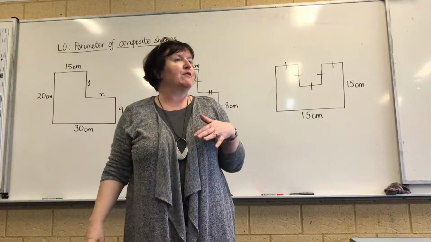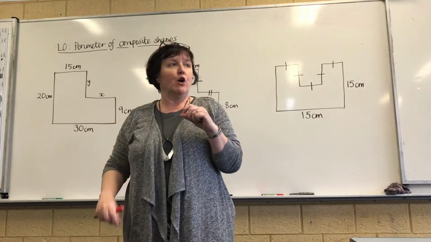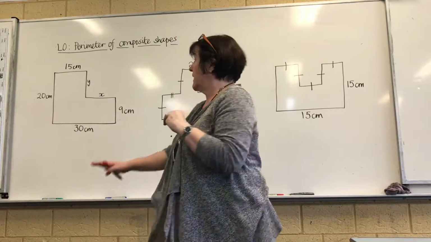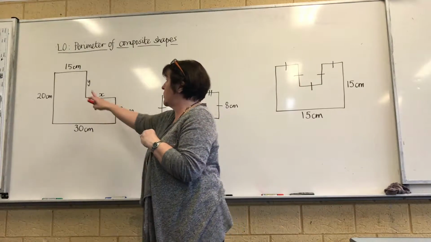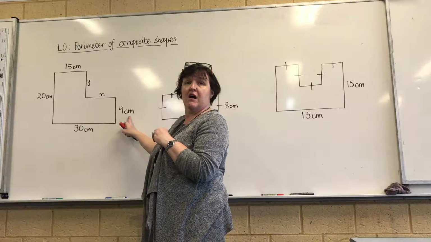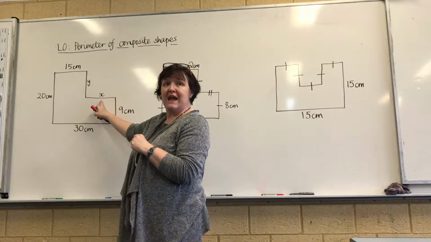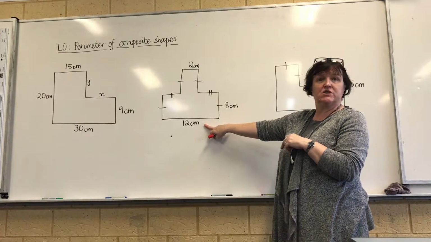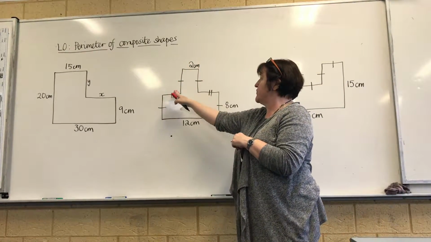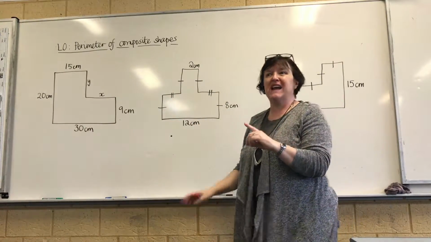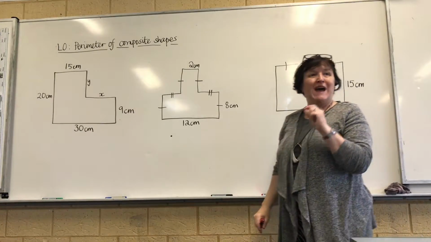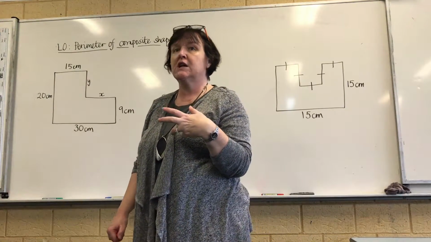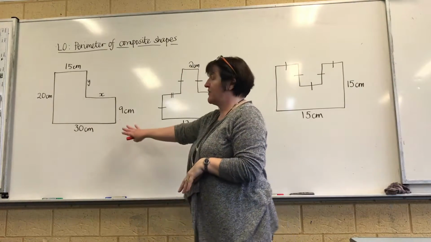So when you are given shapes like this, very often you are not given all of the dimensions, okay? So they'll give you, like for this one, you've got four of the dimensions. You've got the 15 centimetres, 20, 30 and 9. But you're not given dimension X and you're not given dimension Y. This one, you're given 12 and 8 and 2, but you've not been given these other dimensions. However, in both of them and in this one, you have been given enough information to work out those missing dimensions, okay? You'll always be given enough information to work them out. So let's have a look at this one.